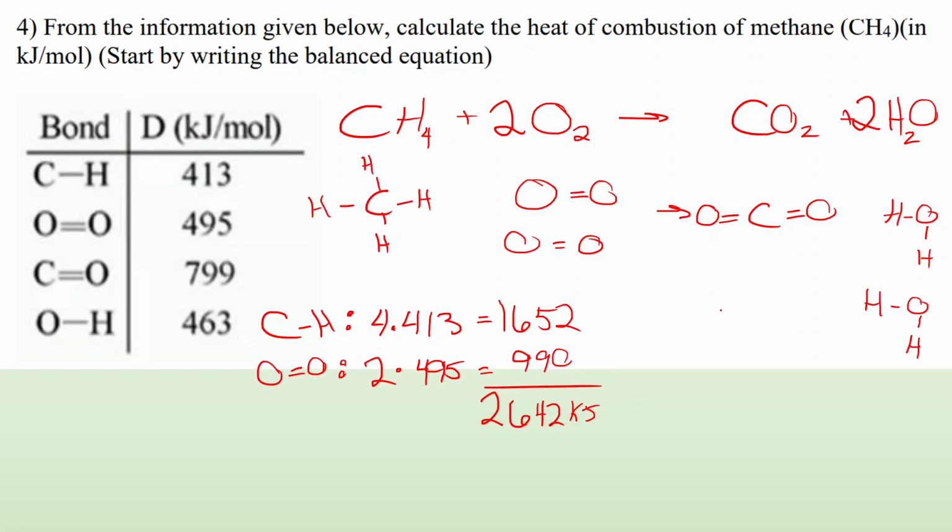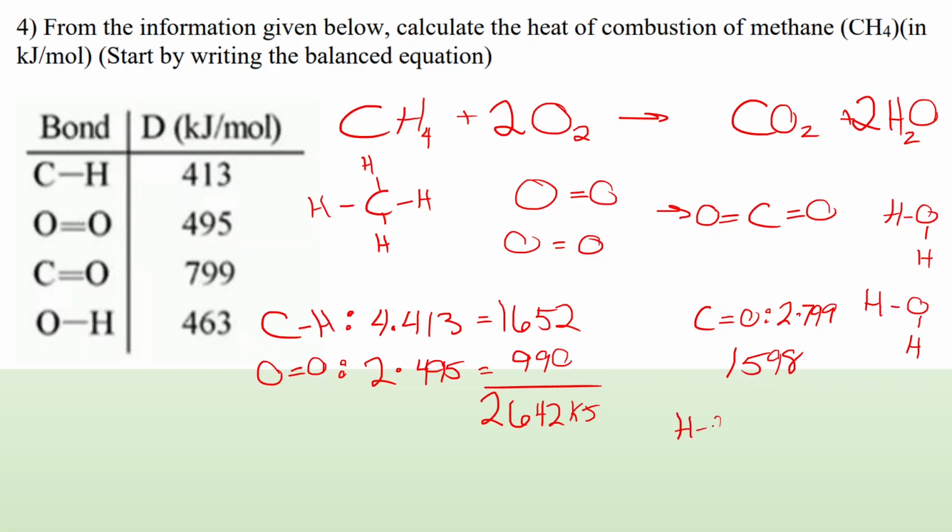And now the new bonds that are being made. Well, let's see, I got carbon-oxygen double bonds, and there's 2 of them, and each of them is 799. I'm kind of running out of room here, which means, what's that come out to be? 1,598 kilojoules of energy going to be released when I make that CO2 molecule.